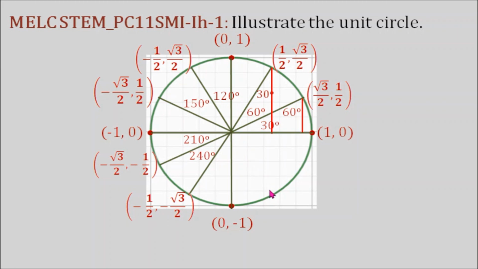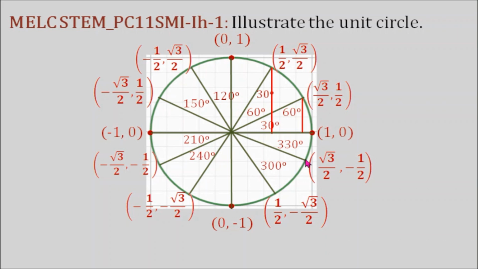How about if the terminal point is here? So that's 300 degrees. The coordinates are the same with this, except that the value of y is negative because it's below the x-axis. So the coordinates are 1/2 and negative square root of 3 over 2. And how about if our terminal point is here? That's 330 degrees. So the coordinates are square root of 3 over 2 and negative 1 over 2.